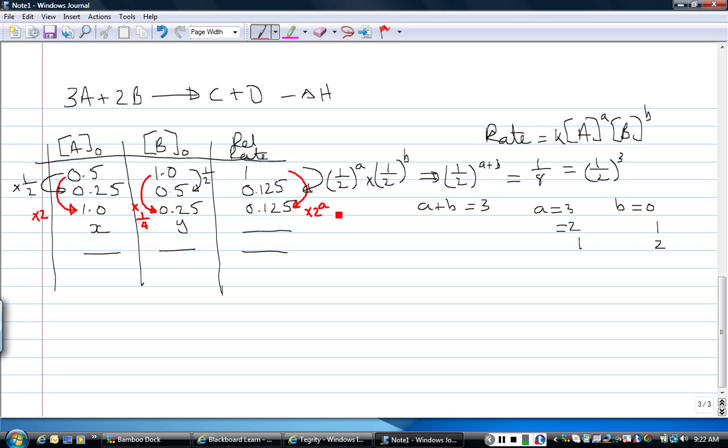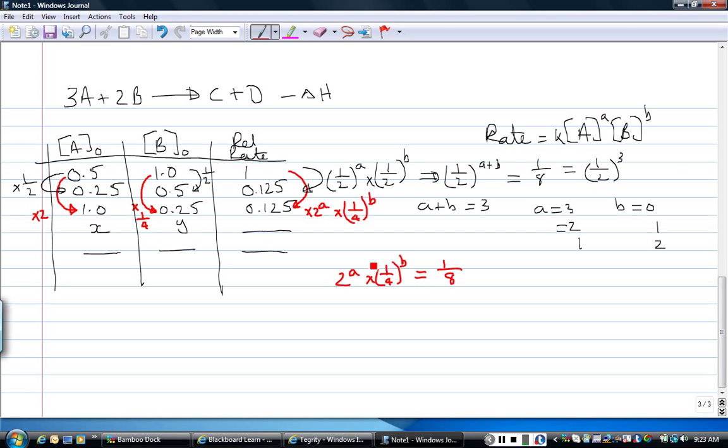Therefore, the reaction rate must be multiplied by a factor of a quarter to the power of B. So I now know that 2 to the A times a quarter to the B must be equal to 1/8. And I have three options to try.